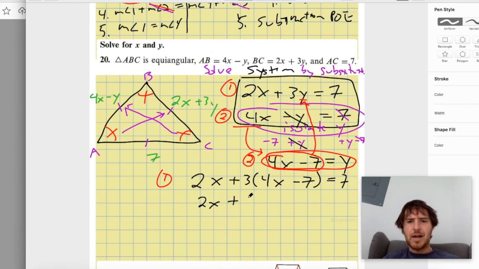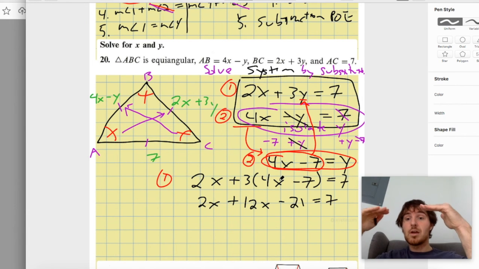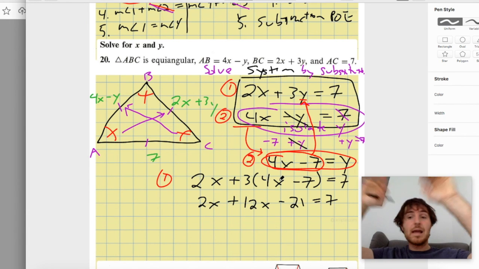Because again, we're definitely not going to have time to go over this this year in geometry here. So anyways, 3 times 4x is 12x. 3 times negative 7 is negative 21. And then this is 7 here. So now I only have x's in my equation. I took what y was equal to, replaced y. I only have x's in my equation. I can solve this one now, okay?